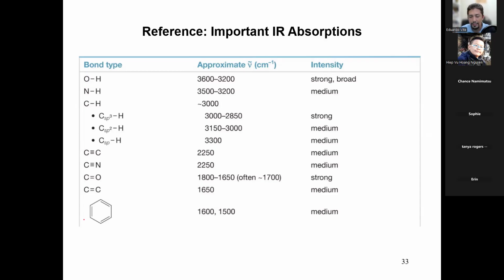So, I mean, that's the gist of IR. I am gonna show you one last website that you can use to practice on your own, and after that we will be finished. So, any questions about anything we've talked about so far?